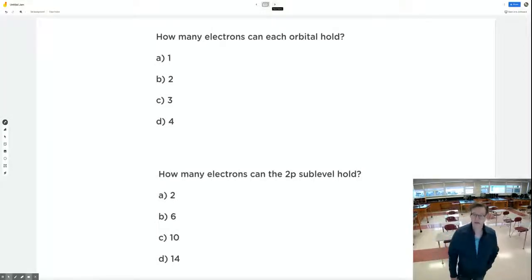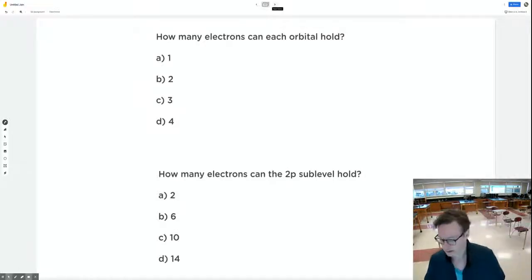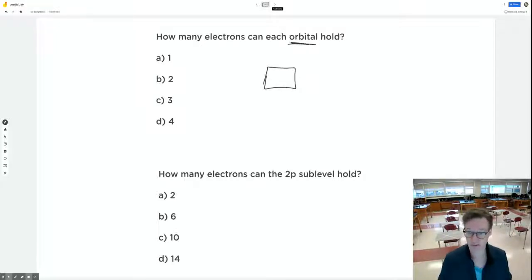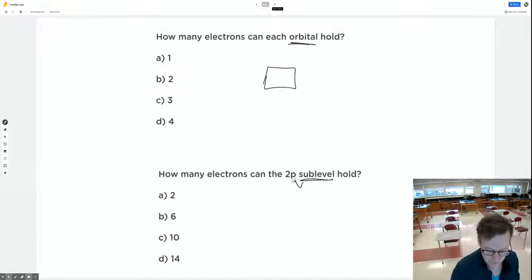Okay, how many electrons can each orbital hold? Now, a few people were asking about this when you were going over the practice problems. When you think about an orbital, and people say, well, you're talking about the s orbital, it's a distinction. An orbital is an area where electrons can exist. When we do the diagrams, a box is an orbital. Sublevels are the different letters.